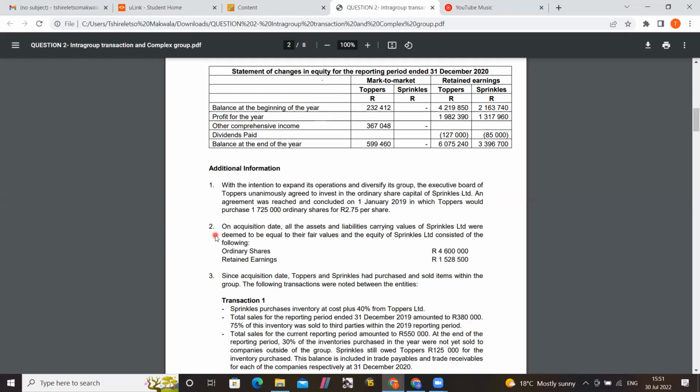So let's move on. They said on the acquisition date, all the assets and liabilities carrying values of Sparkles were deemed to be equal to their fair values. Do you see? So the carrying amounts were equal to their fair value. So there were no fair value adjustments. So you don't need to think about fair value adjustments.